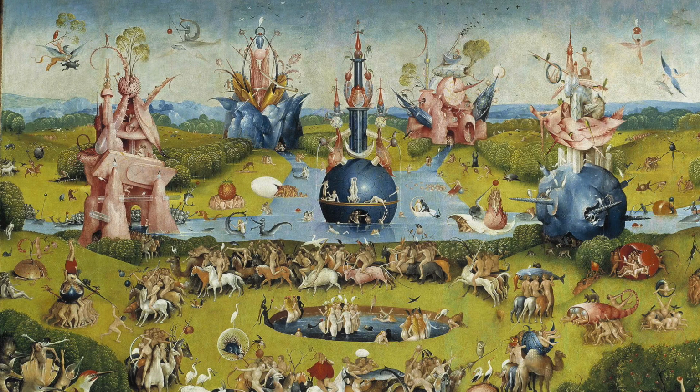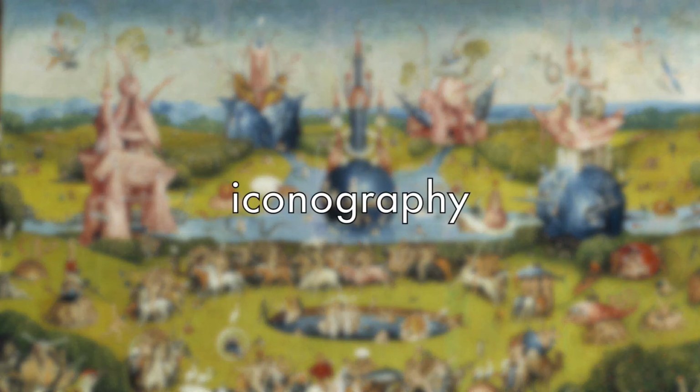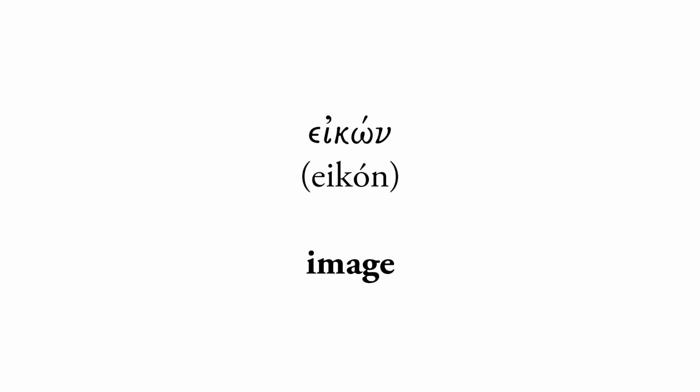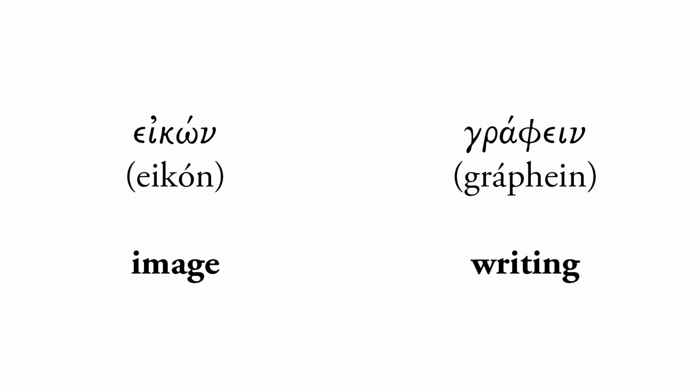Conveying messages by means of images is called iconography by art historians. The word is of Greek origin. It's a composition of the Greek word for image, icon, and for writing, graphein. The best way to understand what is meant by that is to watch a commercial.